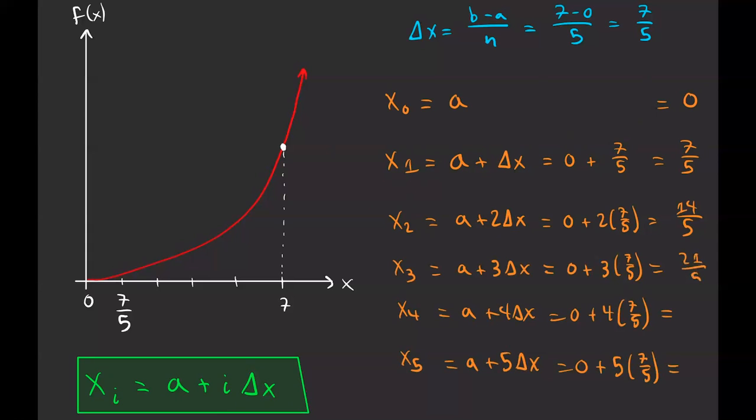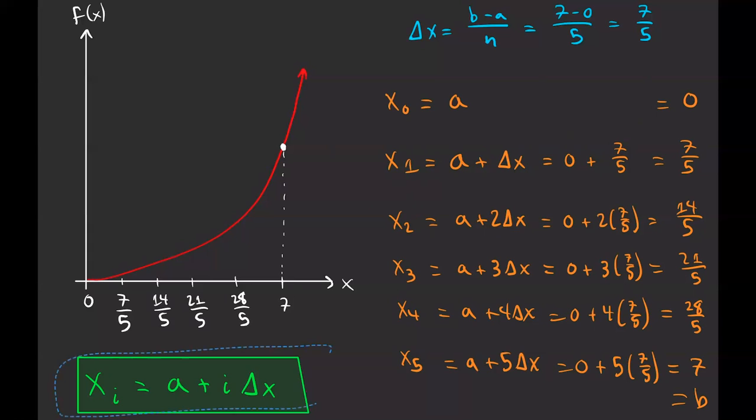I've got 21 over 5. I've got 28 over 5. And then I just have 7 here. And oh, look, that's b. That happens to be equal to b. So x5 ends up being equal to b in this case because we have 5 intervals. And so really, I can now just go ahead and label 14/5. I can label 21/5, 28/5, and then we had our 7 right there.